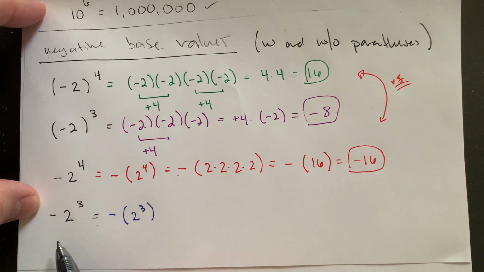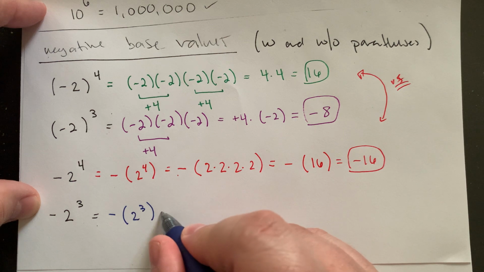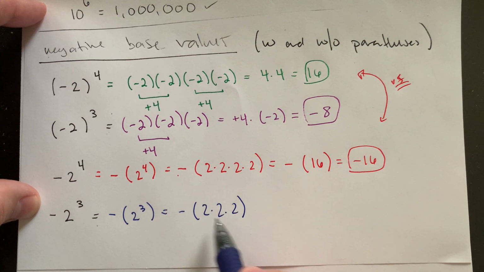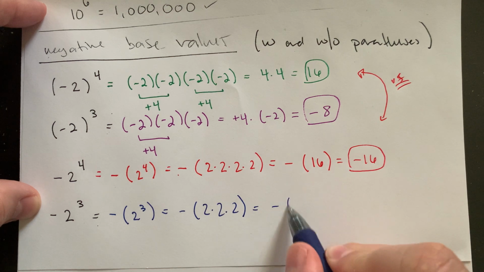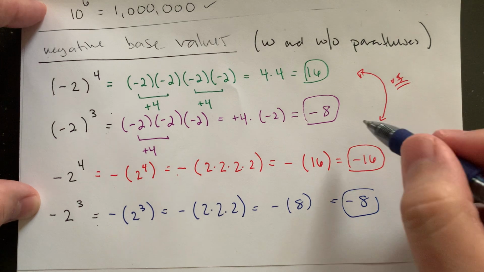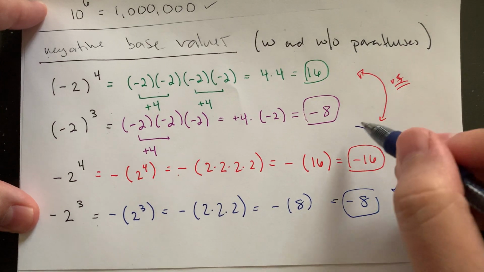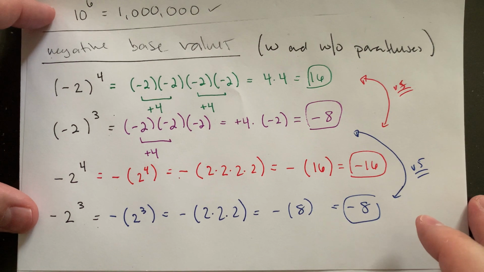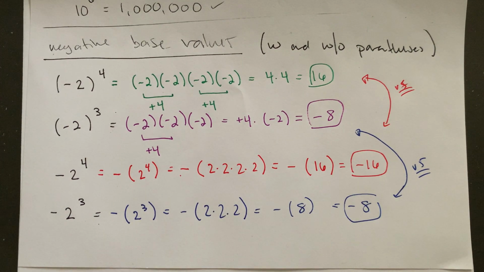So the idea is this would be the negative version of 2 cubed. So in this case, a negative, right? And then 2 times 2 times 2. So that's 8 with a negative in front. So that would be -8. So now those two compare to each other, they actually end up in the same spot.